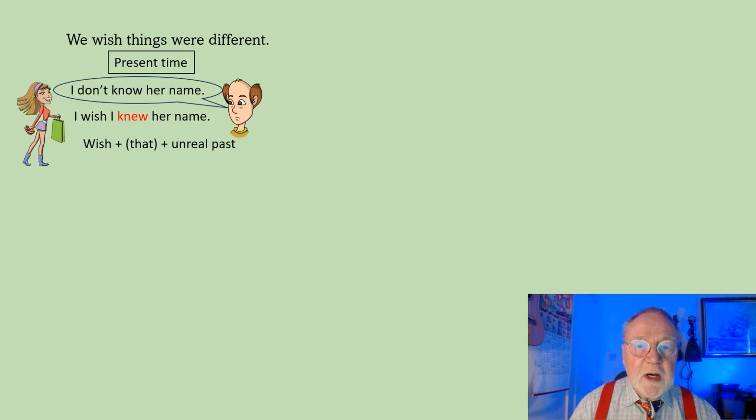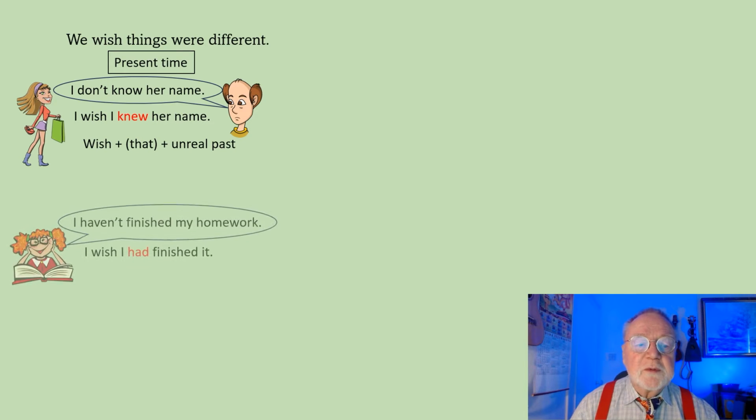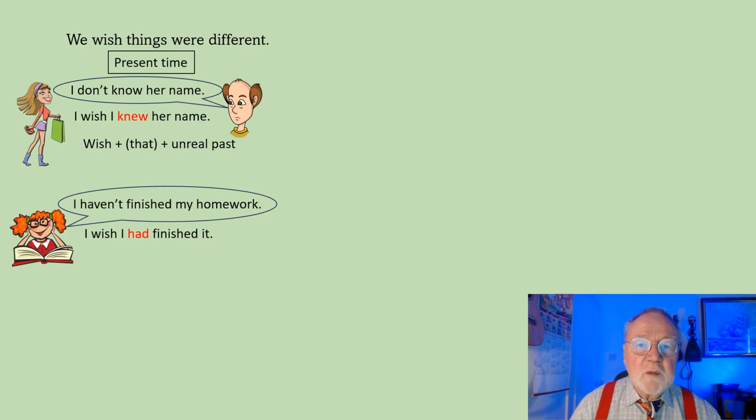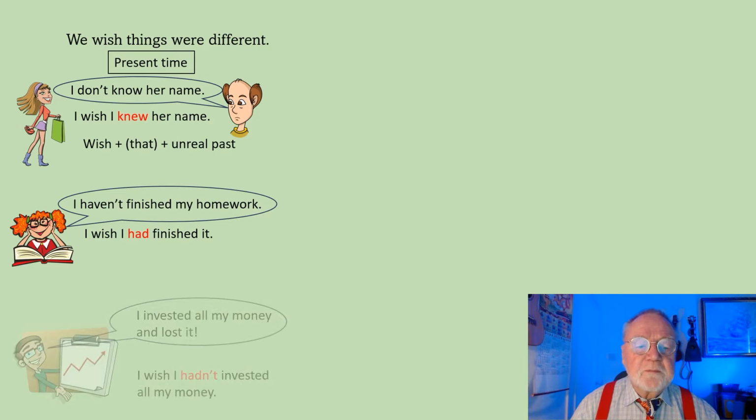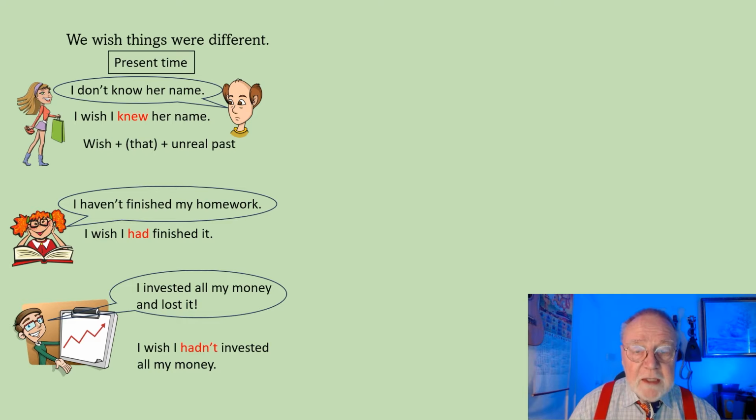And an unreal past. Now we discussed unreal past when we looked at conditionals, didn't we? And we called it the subjunctive. So new here is an unreal past. Here's another example. I haven't finished my homework. Oh, I wish I had finished it. I invested all my money and lost it. I wish I hadn't invested all my money. Unfortunately, I did. It's no good wishing now, is it?